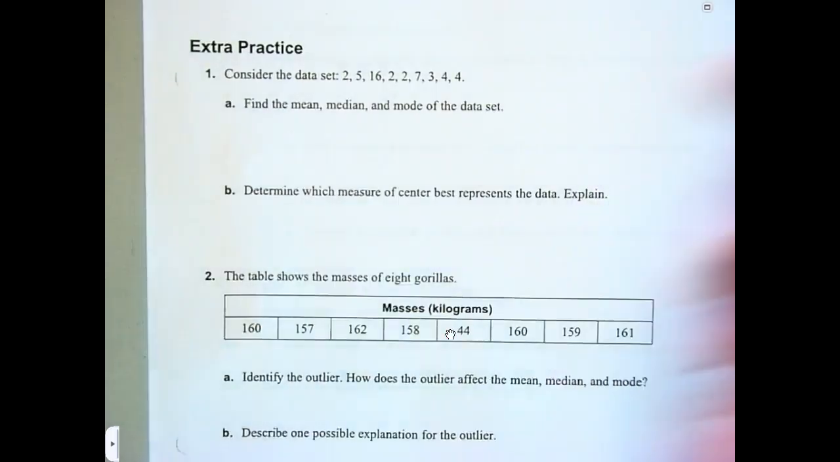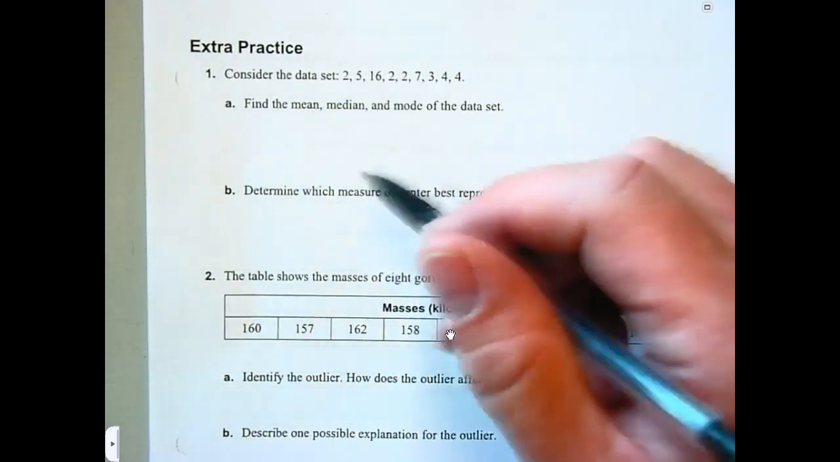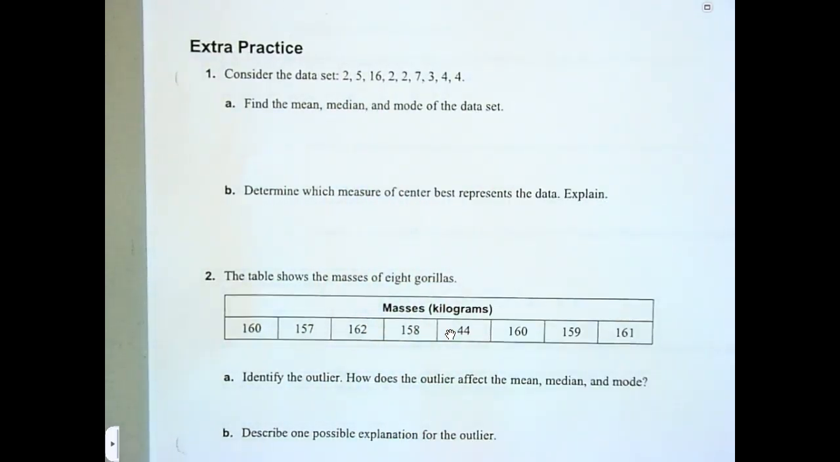So, example or problem number 1. Consider this data. Find the mean, median, and mode. Okay? You're not allowed to use a calculator right now. Mean, median, mode. Hey, can I walk you through the first one so I can show you guys how quick it can be?